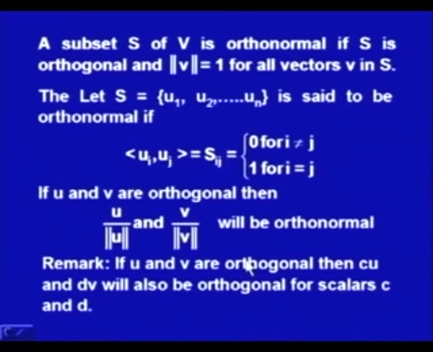If u and v are orthogonal, then cu and dv will also be orthogonal for scalars c and d. This can be easily proved, because if the inner product of u and v is 0, then the inner product of cu and v is also 0, and the inner product of cu and dv will also be 0. So, this is what we have.